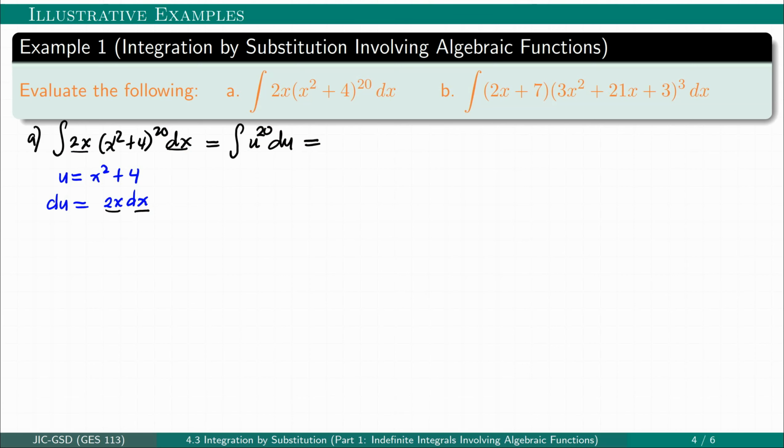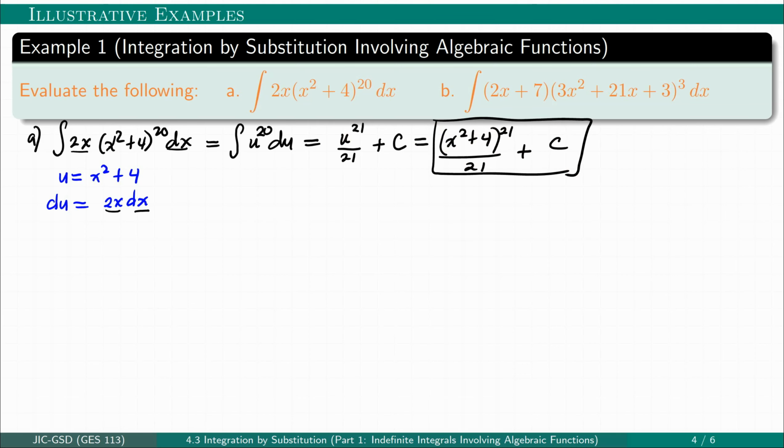So we have arrived at a simpler function inside our integral, and we can just simply use here the power rule. The integral of u raised to 20 will be u raised to 21 divided by 21 plus c. And after that, you have to replace the u by x squared plus 4. So this will be x squared plus 4 raised to 21 divided by 21 plus a constant c. And that is our final answer for letter A.